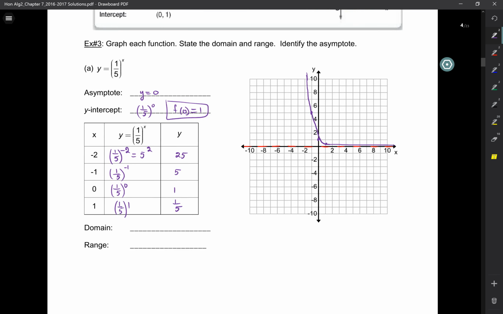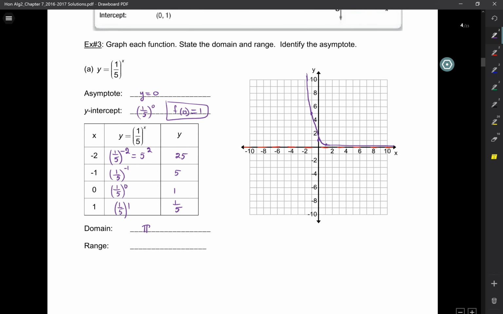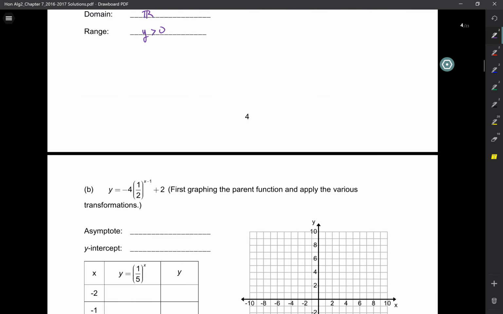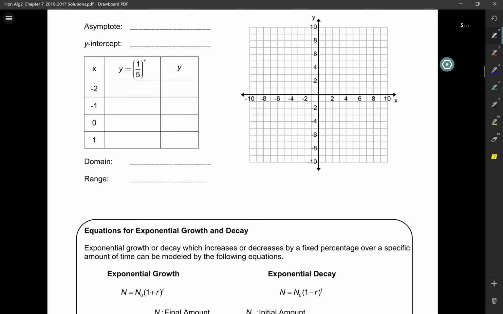Okay, so what's the domain? And the range? Greater than 0, because it's above the x-axis. Yes, it's decaying, but it's above the x-axis.